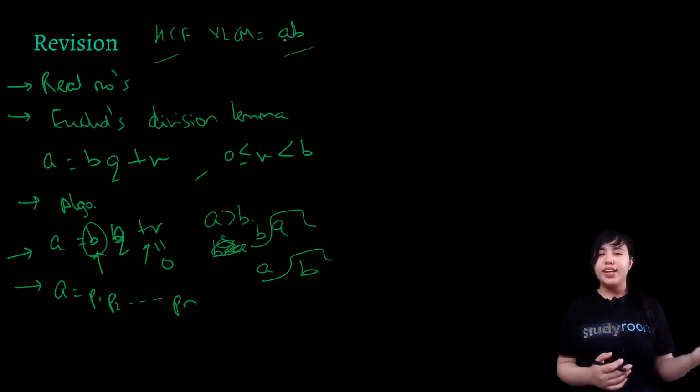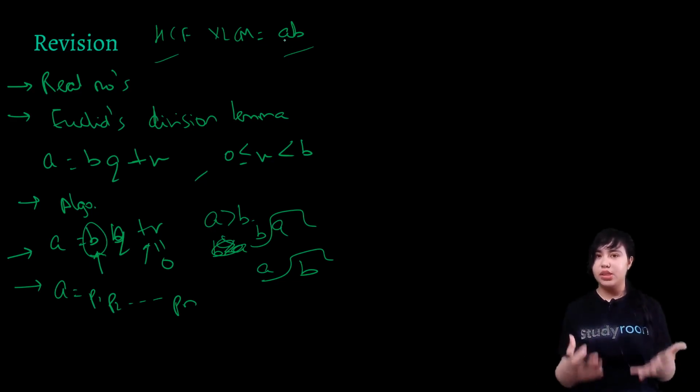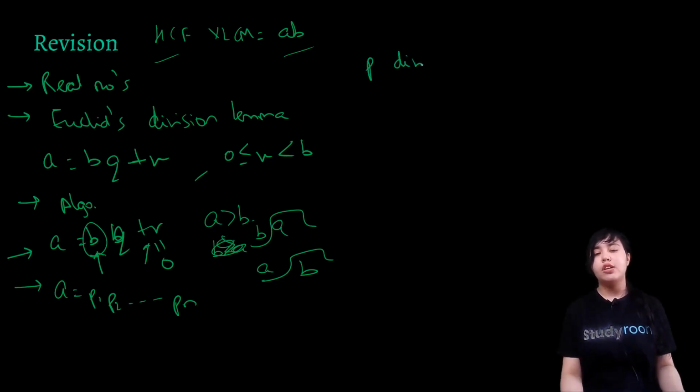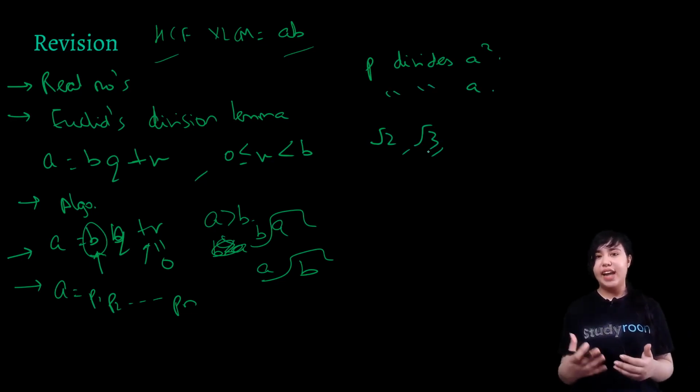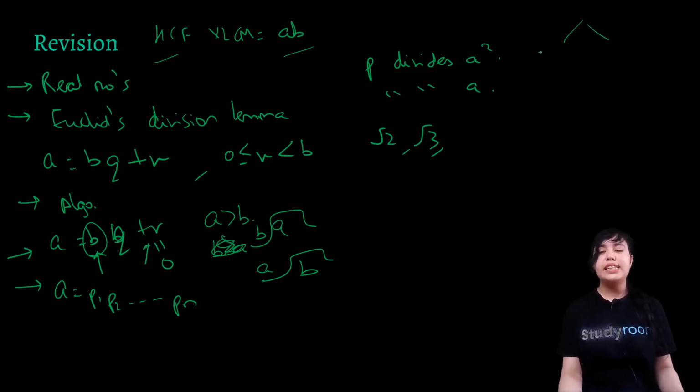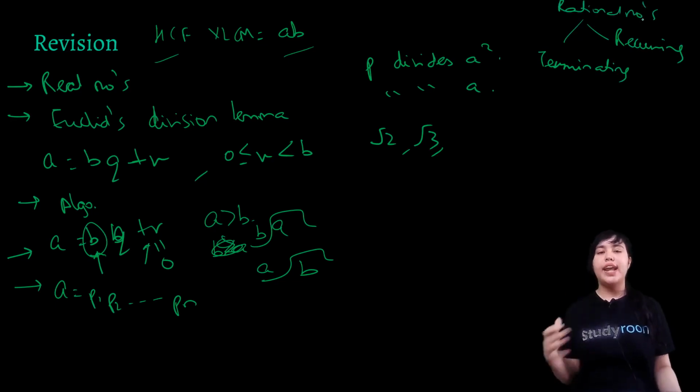Then we discussed what are irrational numbers and rational numbers and a few theorems regarding them. So for irrational numbers, we said that if p divides a square, then p divides a. We use this to prove root 2, root 3 and many more numbers as irrational, proving by contradiction. Then we said that a rational number on decimal expansion can give you two possibilities, terminating decimals or recurring decimals. Terminating is like 1 by 2 giving you 0.5, and recurring is that which keeps on going, like 10 by 7 we saw.